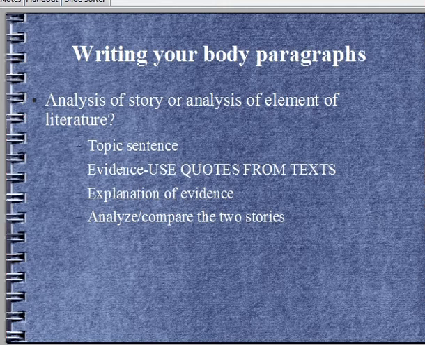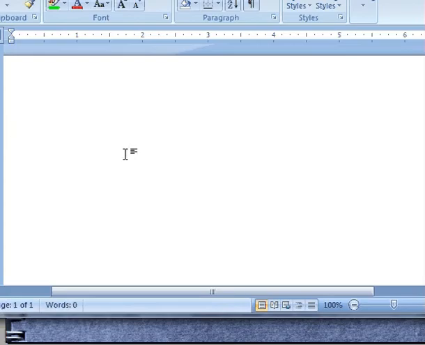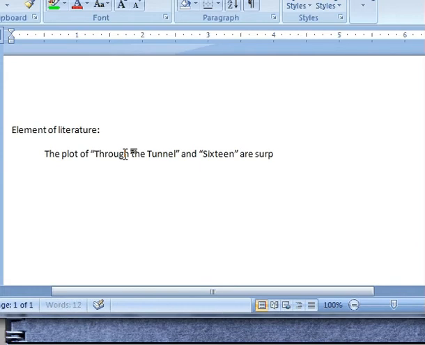So let's get a little example going here for you. Okay, so if I'm going to write about the element of literature, always indent the first line of your paragraph. So this might be my topic sentence. The plot of Through the Tunnel and 16 are surprisingly similar, and then the rest of my essay would go on to explain that. Again, I would utilize quotes from both books, explanation of those quotes, and making sure I'm taking time in that paragraph to explain.